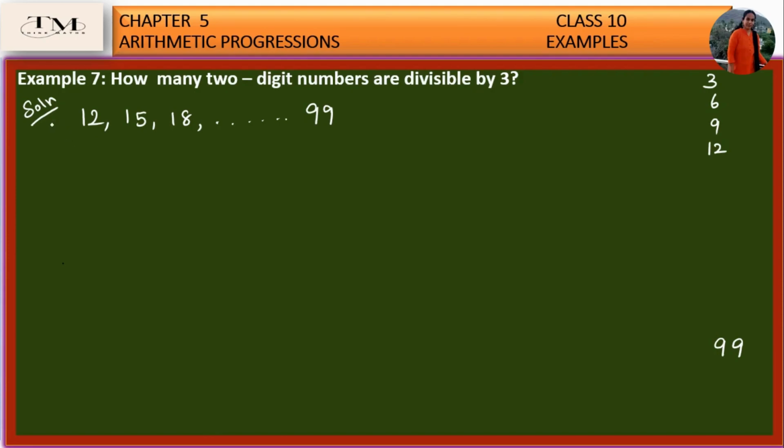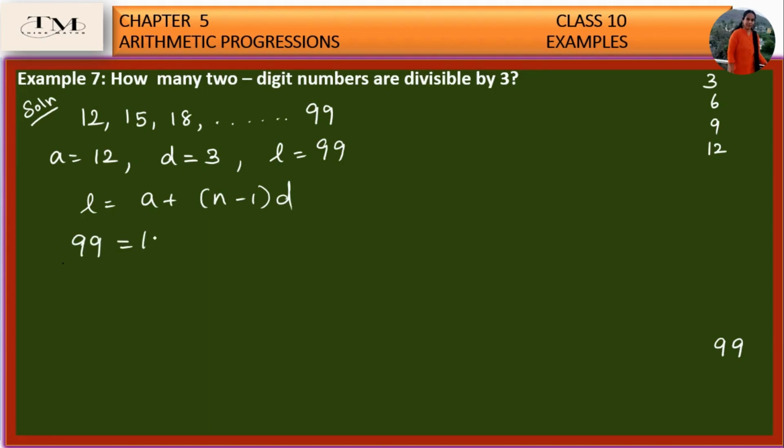So from this AP we know a is equal to 12 and d is equal to 15 minus 12, which is 3, and the last number is 99. The formula is l equal to a plus n minus 1 into d. If you know the last term, you can write l instead of an. We know l, we know a, we know d, so except n we know everything. If you substitute in this, we can find the missing term n, which gives how many two-digit numbers. So it is 99 equal to 12 plus n minus 1 into 3.